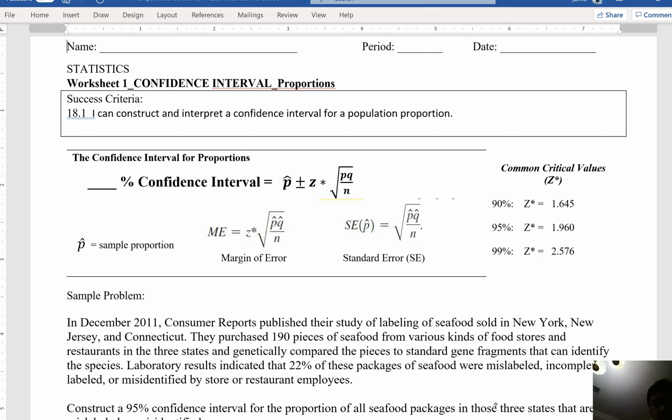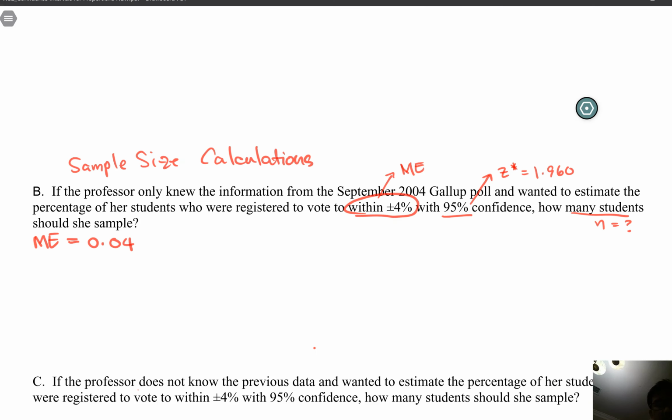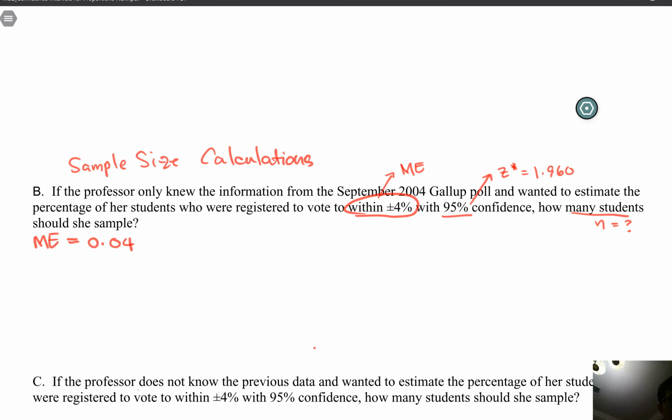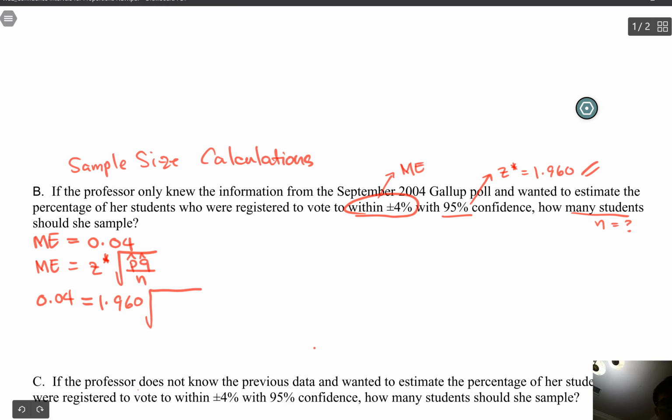The margin of error is given as the z-crit times the square root of PQ over n. Okay, let's go back here and write that one. ME is equal to the z-crit times the square root of p hat q hat over n. Let's substitute values here. ME is 0.04, is equal to our z-crit, 1.960, times the square root of PQ.